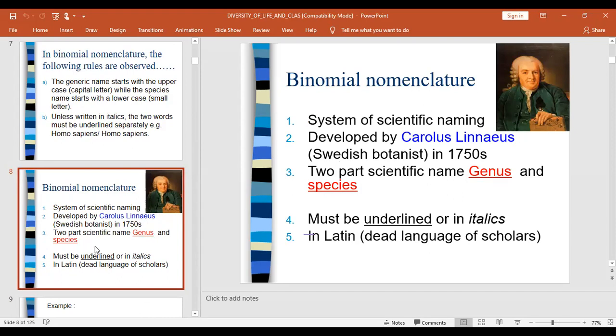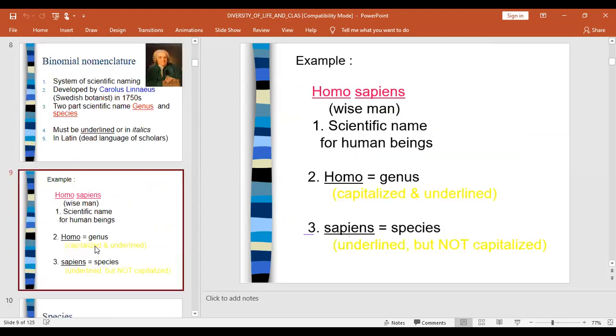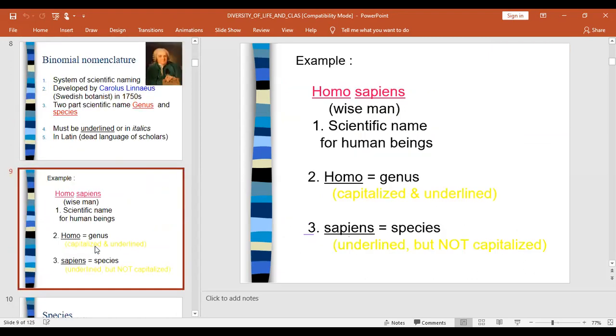So this system of binomial nomenclature, maybe for the background, was invented by Carl Linnaeus. And when we are writing, it must be underlined or in italics, and then we use Latin language because it is the origin. So the key example, we have the Homo sapiens. Homo sapiens has two parts. The genus is the Homo. The sapiens is the species.